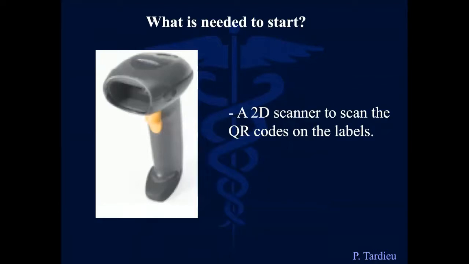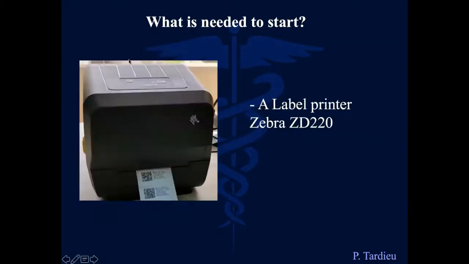So what do we need? We need few instruments. It's very easy. We need a 2D scanner, which is a kind of scanner like this, and this we find everywhere. It's very simple. And what we need to use also is a printer. We've been selecting a printer, which is quite cost effective, printing all that in a good way and working well. It's called a Zebra ZD220.